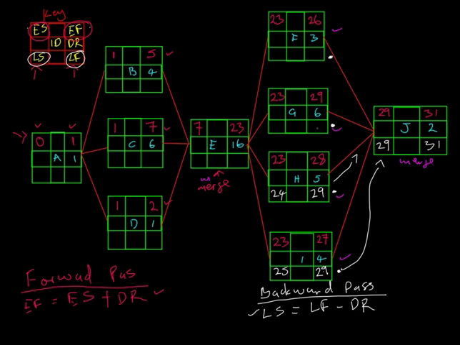We go on to the next one. We want to calculate the late finish of activity G. You ask yourself, what is the successor of the activity G? It is J. By successor, we mean the one that comes after, right? So the successor of G is J. What is the late start of J? It is 29. So therefore, the late finish of G is 29. And to calculate the late start, we say 29 minus 6. We get 23.